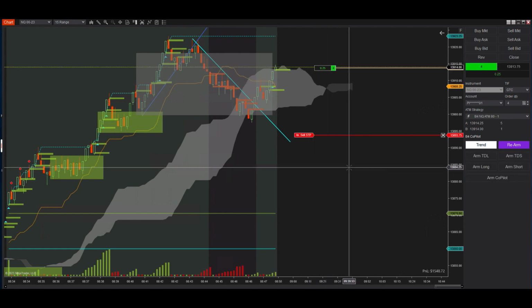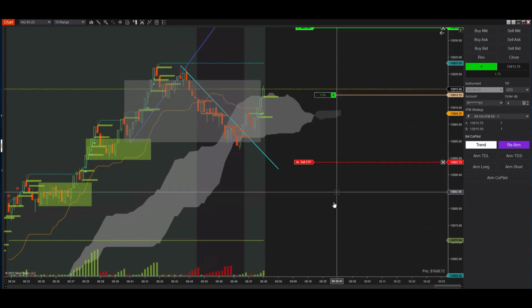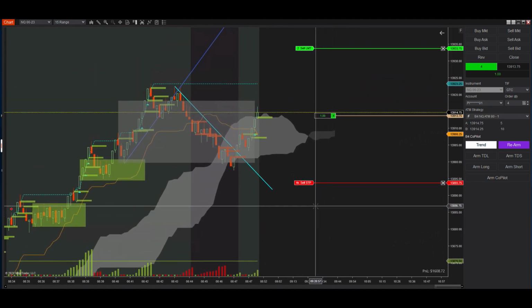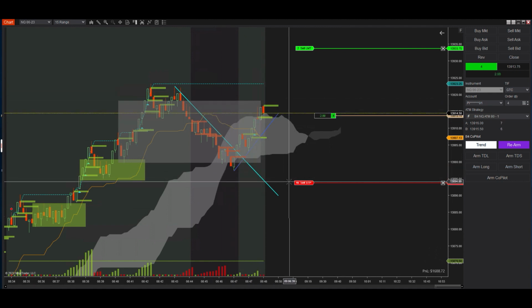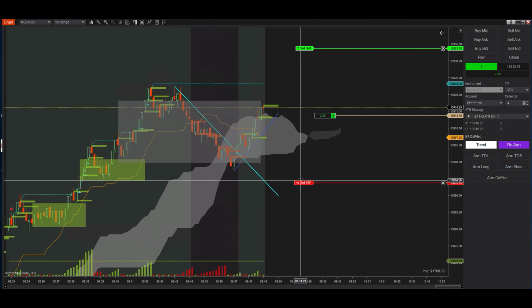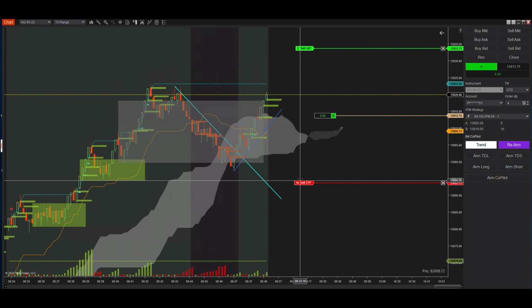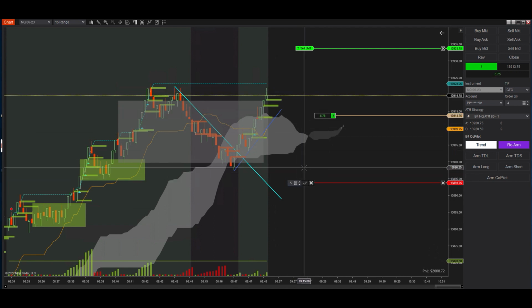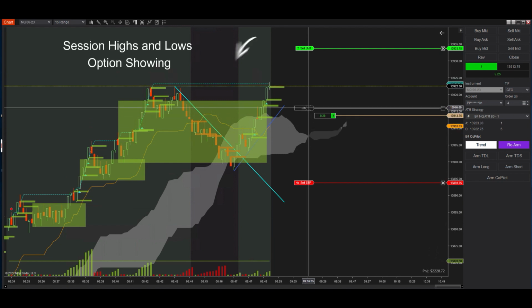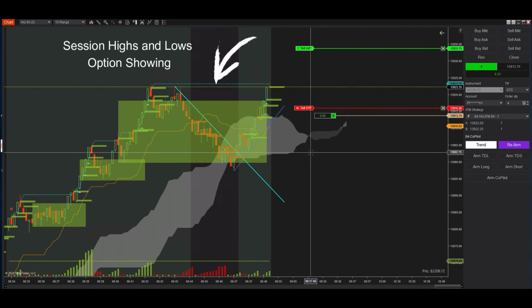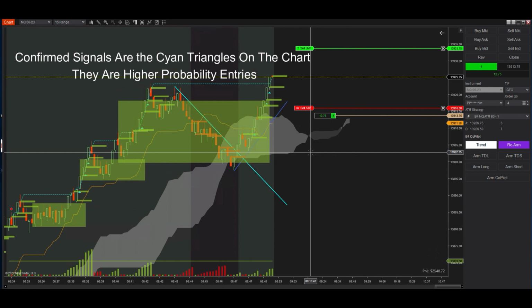There we go, with a nice move to the upside. Usually it's a better idea just to wait for it to get out of the cloud and out of the squeeze zone to arm it, but we got in early there. Let's see if it's going to pay off. Getting close to the highest part of the day there, so I'm going to go ahead and guard in here and make sure it's profitable. There, we got a confirmed signal.